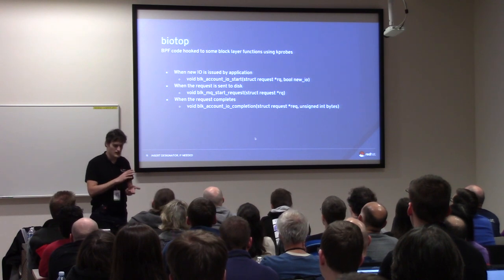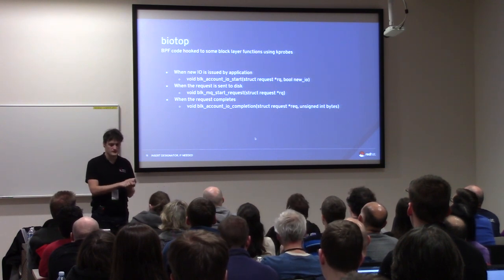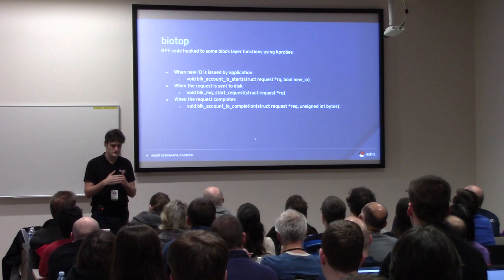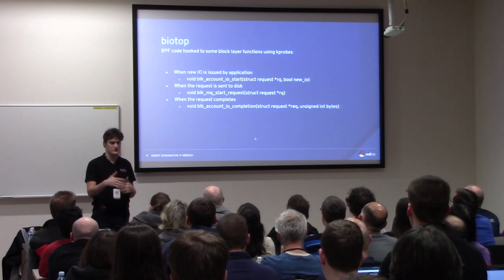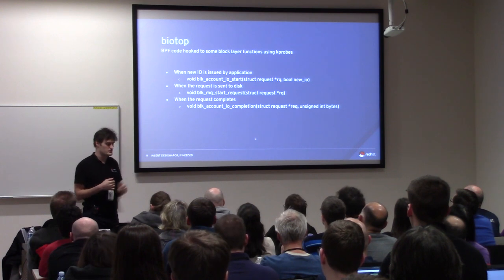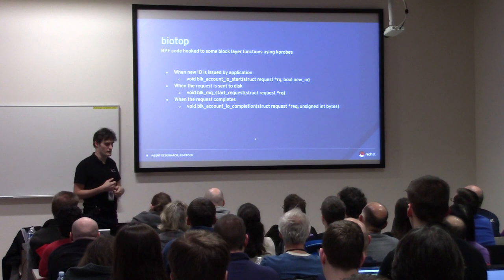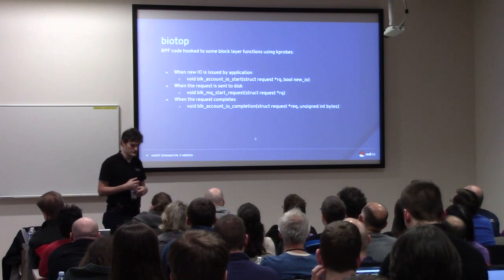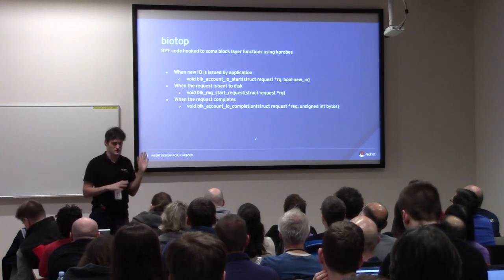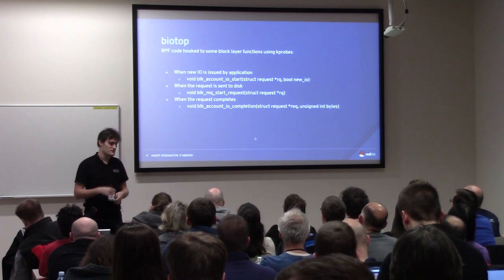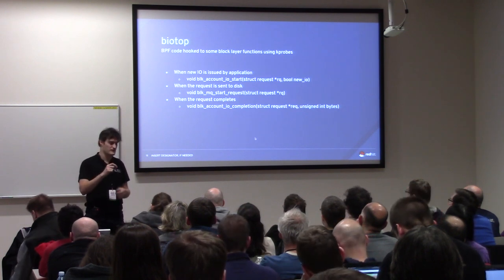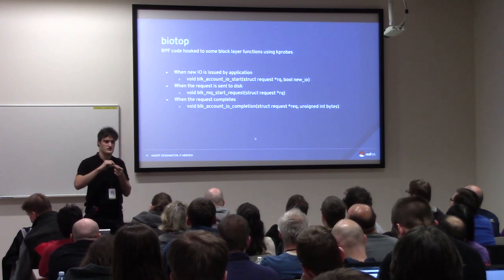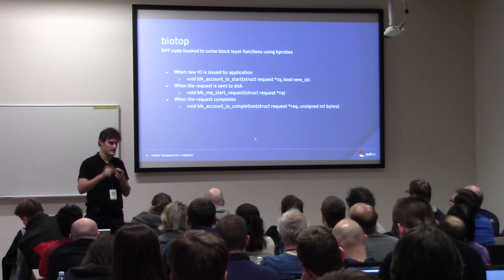So how is biotop really created? What does this C code, which is used as a BPF program, need to do? It hooks to several places in the kernel. It hooks to some block functions using kprobes. One of these is block account IO start. I don't know the block layer, but I trust that they know what they are doing. So probably this function is used to track any time an application receives some IO operation, like read or write.